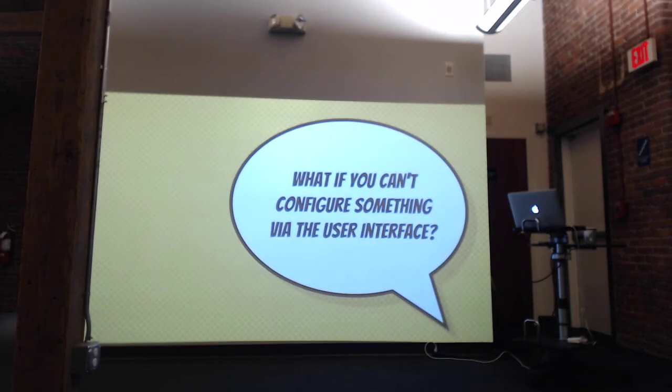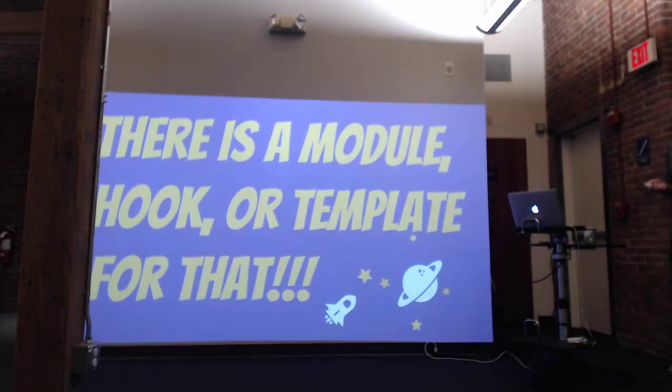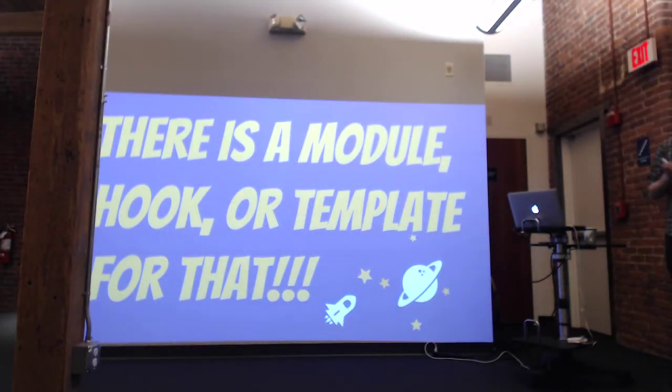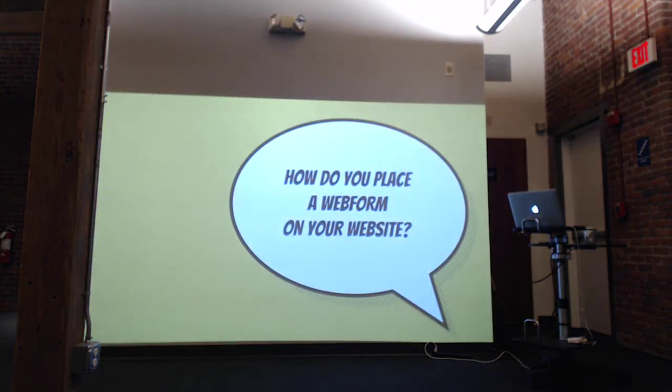So what if you can't configure something via the user interface? Well, there's a module hook or template for that, and that's really the case in the Webform module. Every single thing is customizable. And you need a certain feature, like even removing that piece of data. It's very easy. These Webform submissions are entities, so you can just go in right before it's saved and take out that data and have it not visible and write all the custom logic to turn off. You can write the logic to even turn off the element.